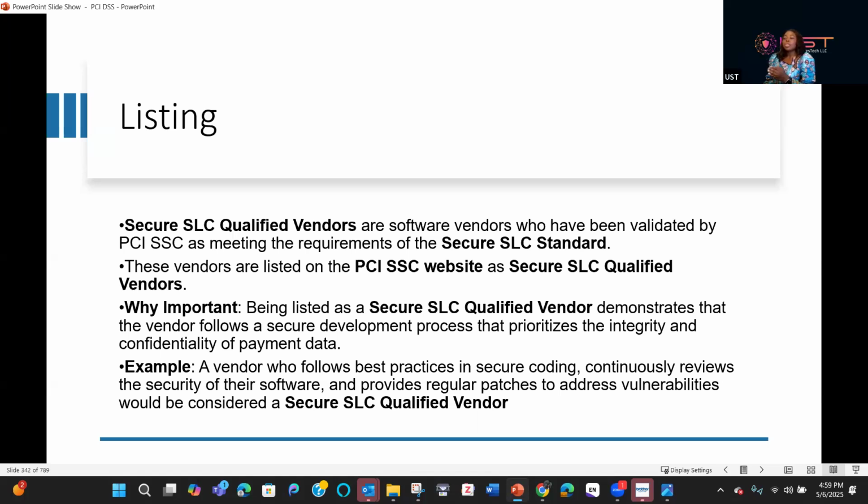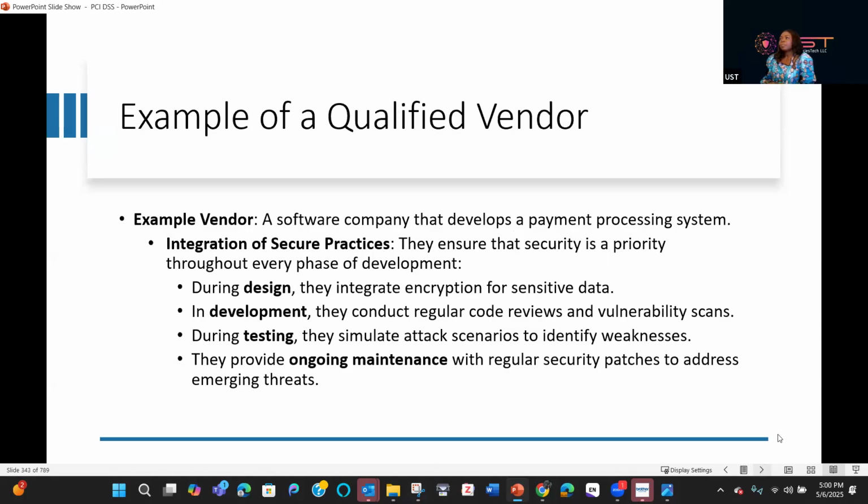Being listed as a Secure SLC qualified vendor demonstrates that the vendor follows a secure development process that prioritizes the integrity and confidentiality of payment data. For example, a vendor who follows best practices in secure coding, continuously reviews the security of their software, and provides regular patches to address vulnerabilities would be considered a Secure SLC qualified vendor. Okay? Example of a qualified vendor.